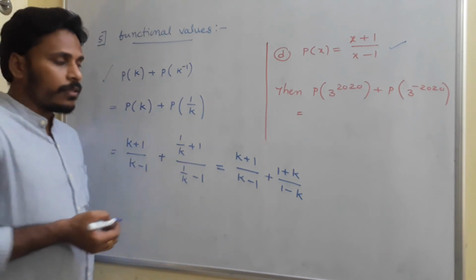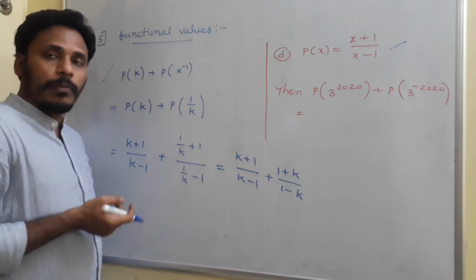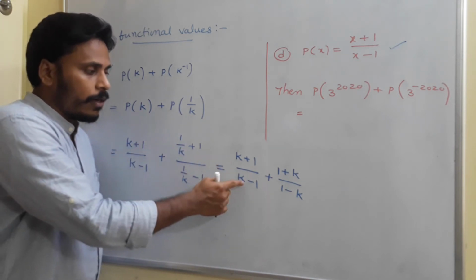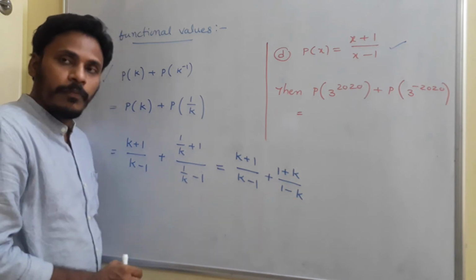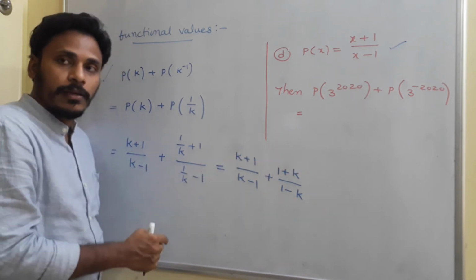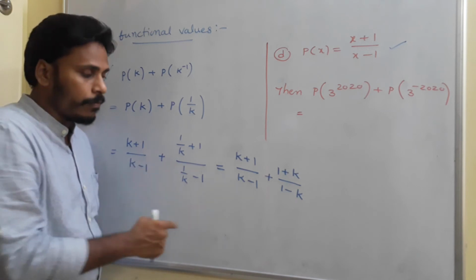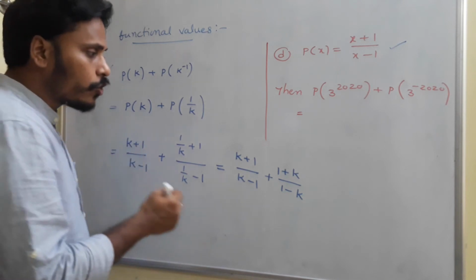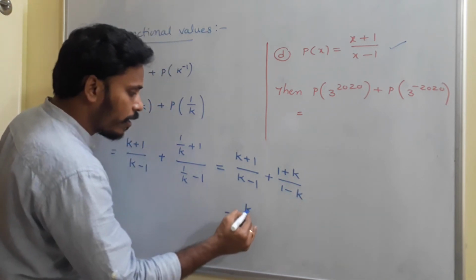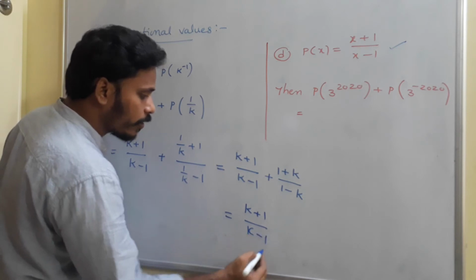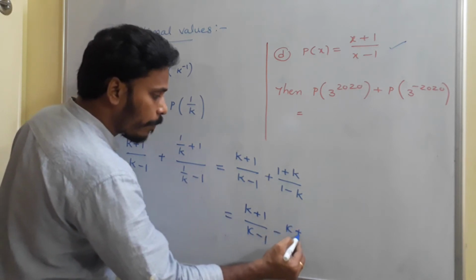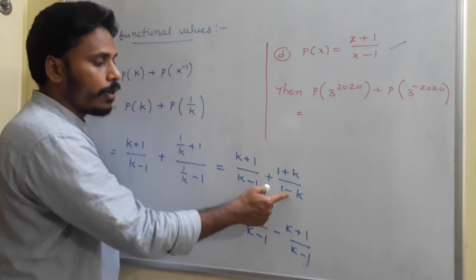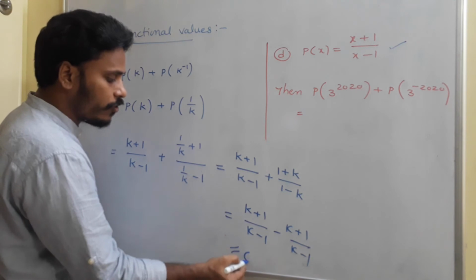Is it clear? Just have a look. The first one is k plus 1 by k minus 1. And the second one is 1 plus k by 1 minus k. See, this is k minus 1 and that is 1 minus k. This is k plus 1 and that is 1 plus k. 1 plus k and k plus 1 both are same. But this k minus 1 and 1 minus k differ by a minus sign. So I have a chance to rewrite it like this: k plus 1 divided by k minus 1 minus k plus 1 divided by k minus 1. So this minus for this k minus 1 becomes 1 minus k only, and that difference is 0, right?